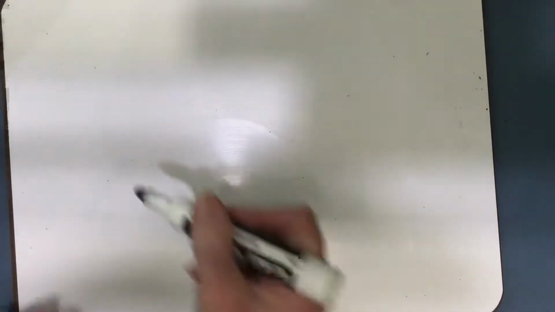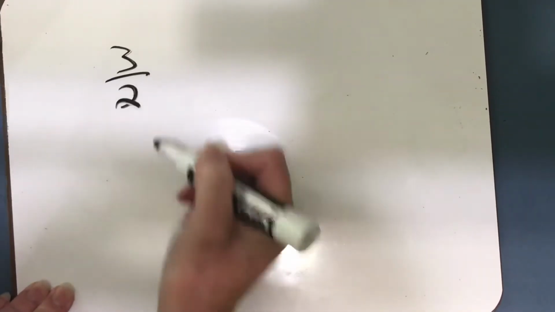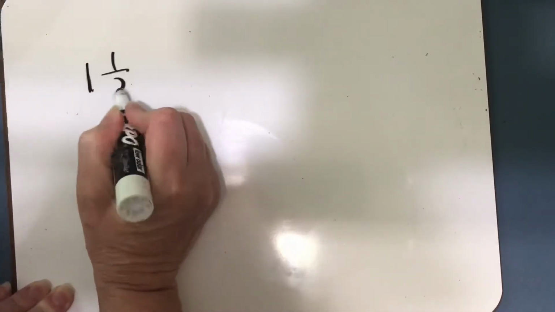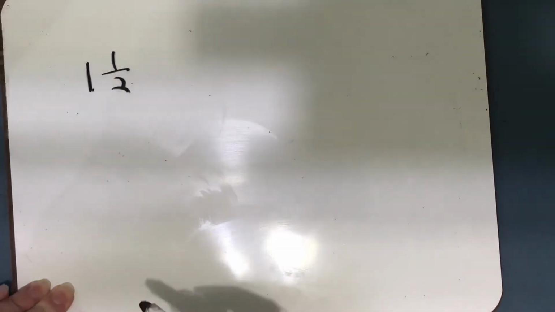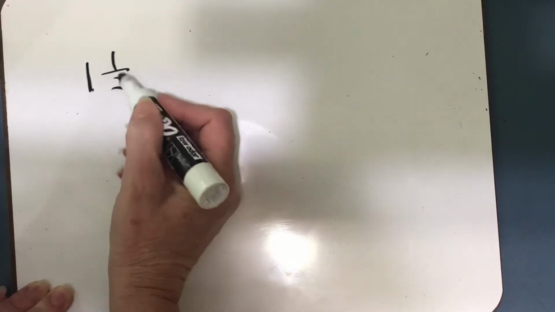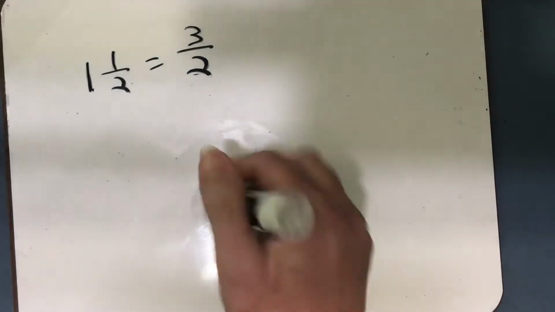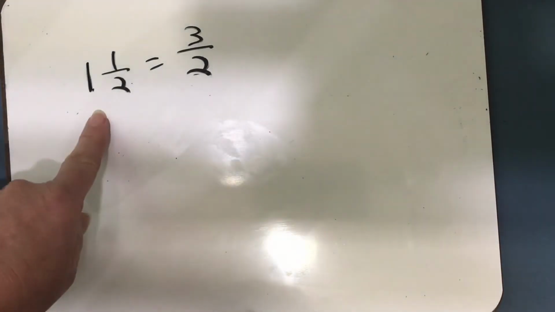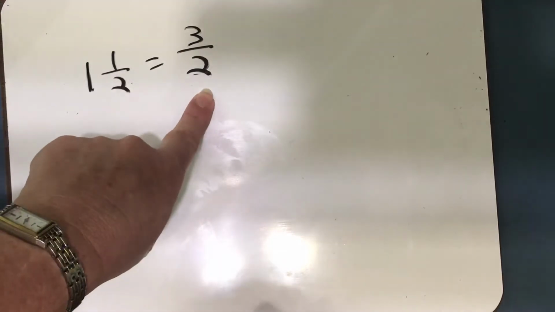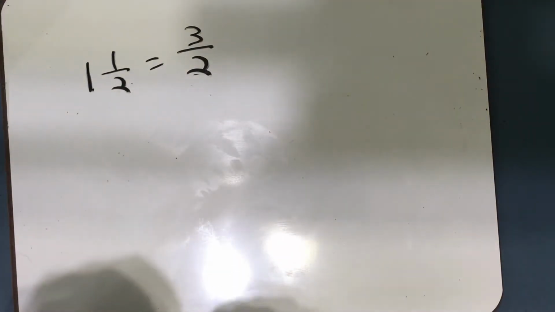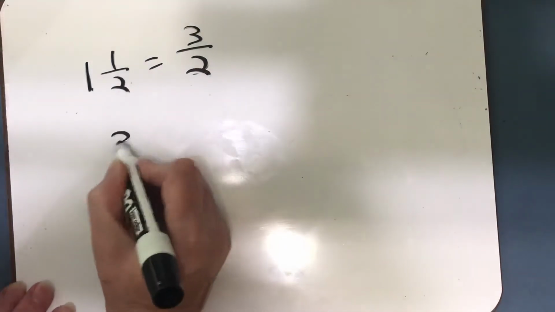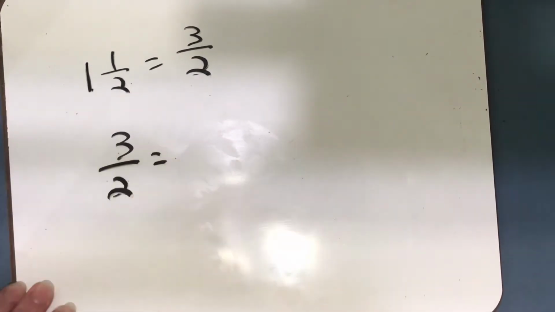But if you remember on page 174, when you changed your mixed numbers, when you had 1 and 1/2, when you changed that to an improper fraction, you said 1 times 2 is 2, plus 1 is 3. 3 halves. Well, now if I want to change this back to a mixed number, I multiplied to change it to an improper fraction, and the inverse operation of multiplication is division. So in order to change 3 halves back to a mixed number, I divide.